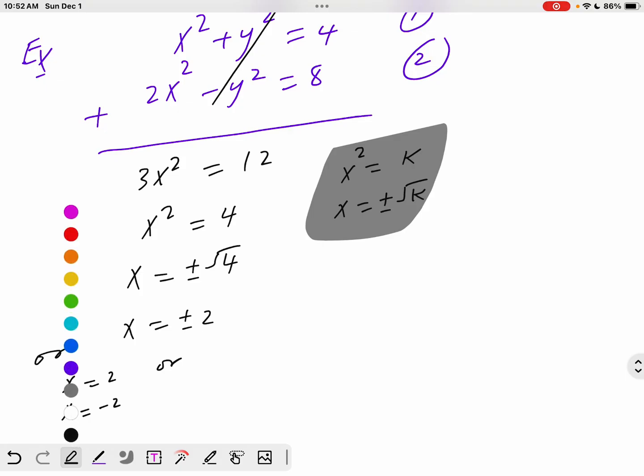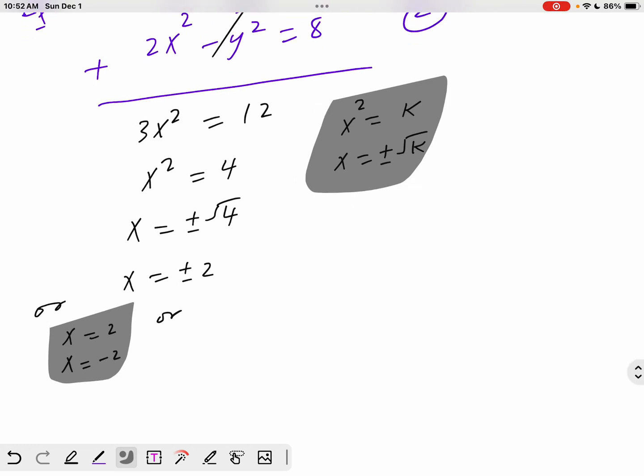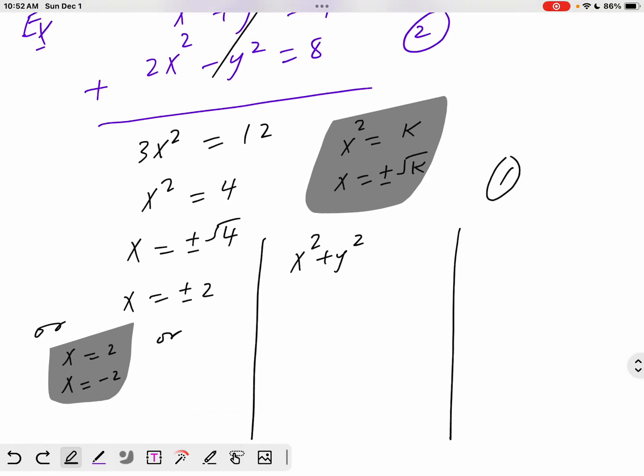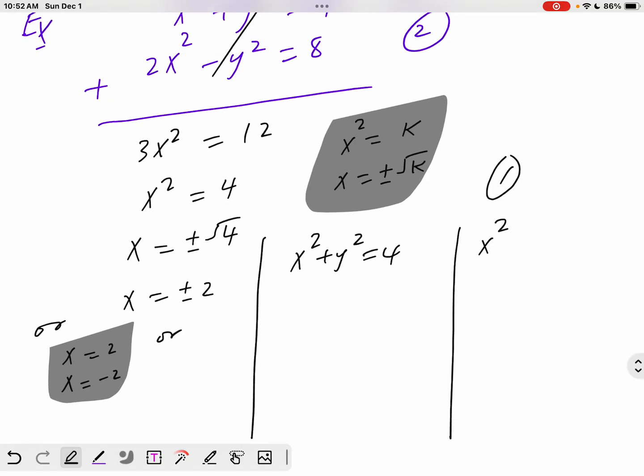Okay, so now we will solve for the corresponding y values. So let's use the first equation. You can use the first or the second. So I'm going to use the first one. So here's the first equation. Since we have two values, we're going to write number 1 twice. So the x squared plus y squared equals 4. Then we write it twice because we have two x values, so we solve both. So x squared plus y squared equals 4.